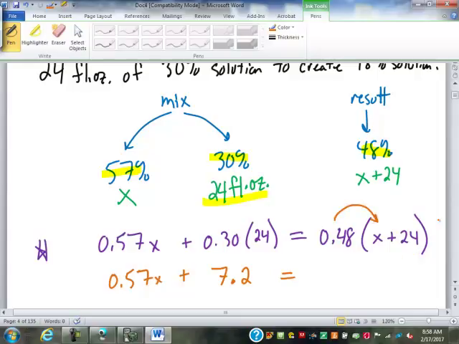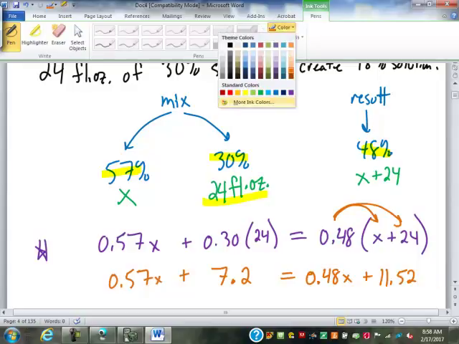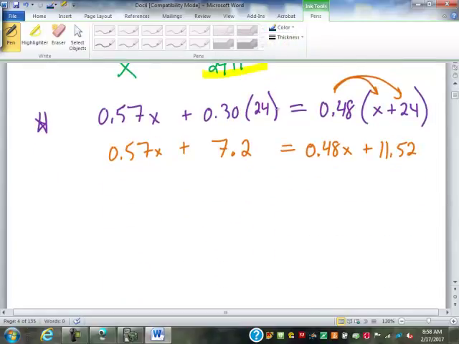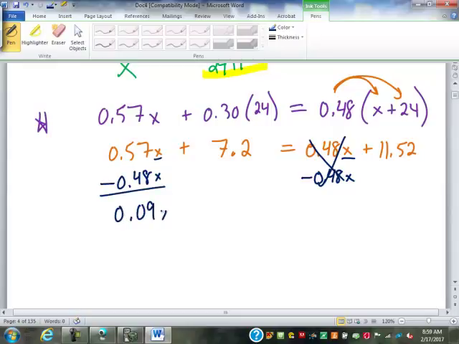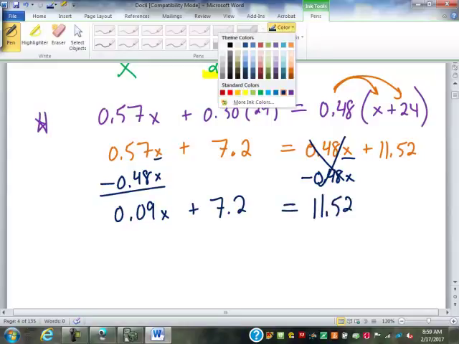Over here, we have to distribute the 0.48 through the parentheses. So 0.48 times x is 0.48x. 0.48 times 24 is 11.52. So now that we've got it to that point, we have one more step before we can start to solve. There's an x on each side, so we have to get rid of one. So the smaller one here is the 0.48x. I'm going to subtract the 0.48x. So that leaves me with 0.09x plus 7.2 equals 11.52 is all that's left on the right side.